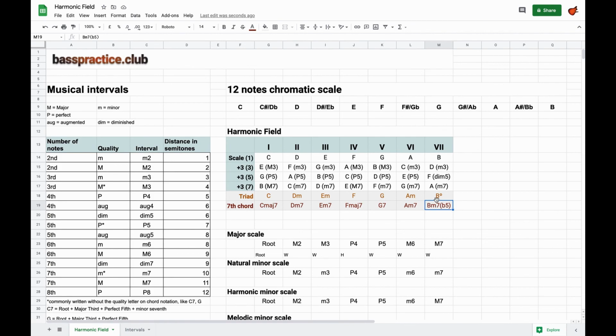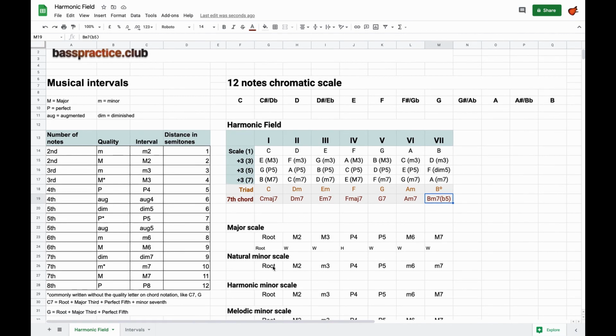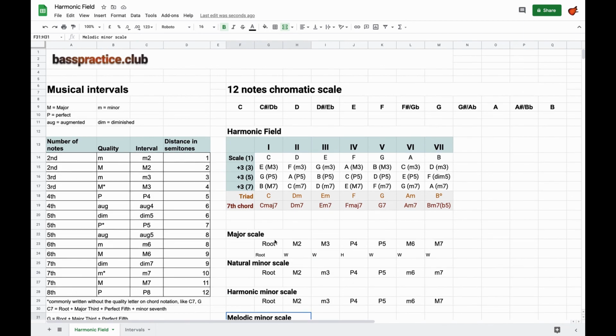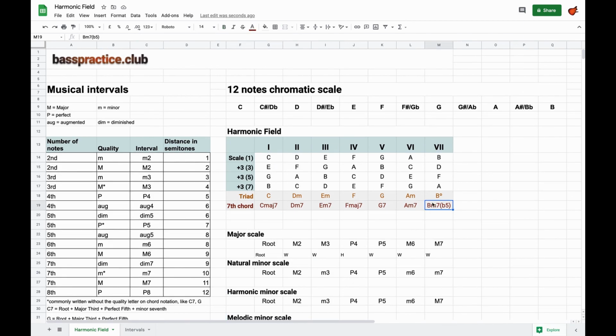Here we have the C major harmonic field. We can create any of these fields following these steps. It doesn't matter if it's a major, a natural minor, a harmonic minor, or a melodic minor. We just fill in the gaps here.